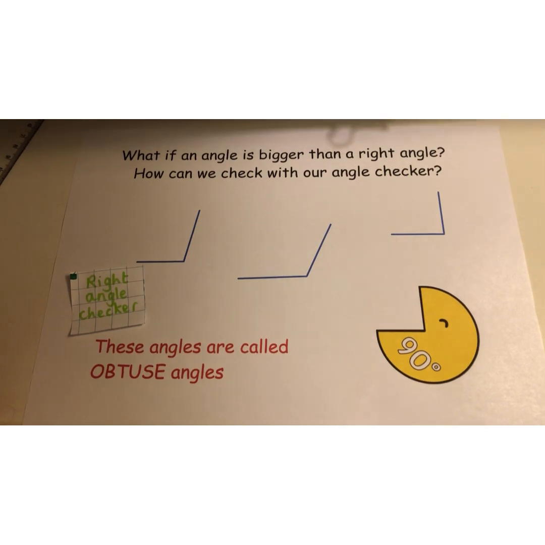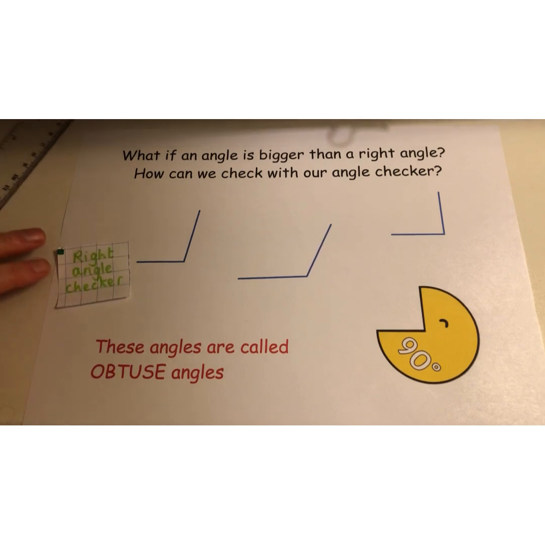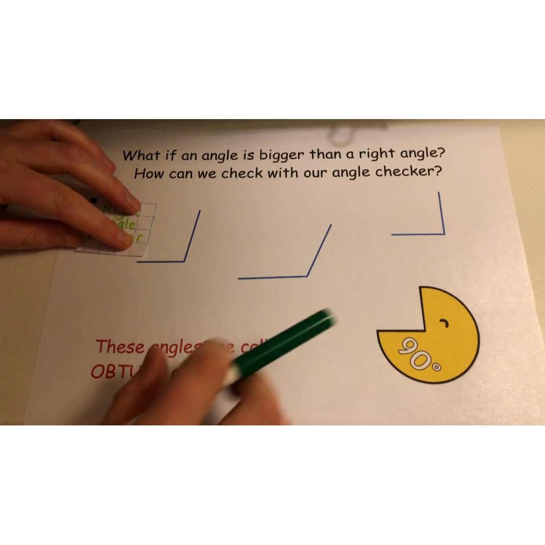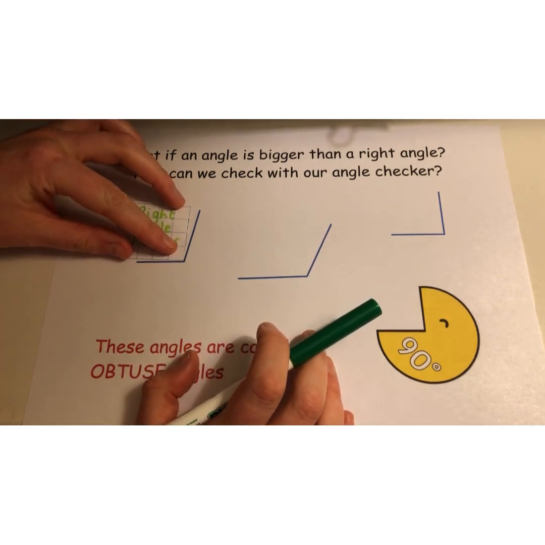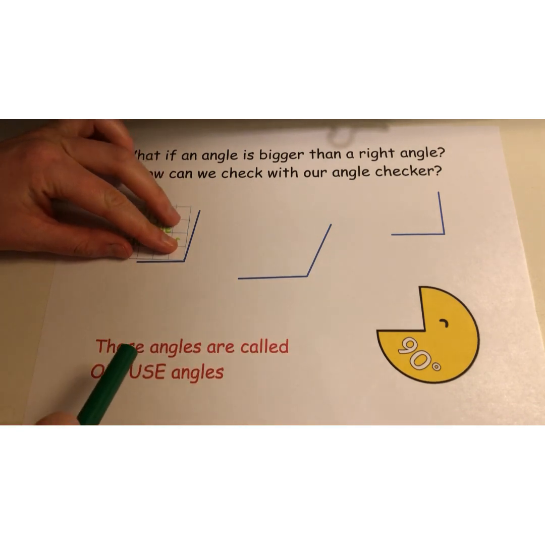What if the angle is actually bigger than a right angle? How can we check with our right angle checker? We're going to do something very similar. We're going to take our right angle checker, slide it along the horizontal line until the corner meets the corner. Oh, now this looks different this time, doesn't it?